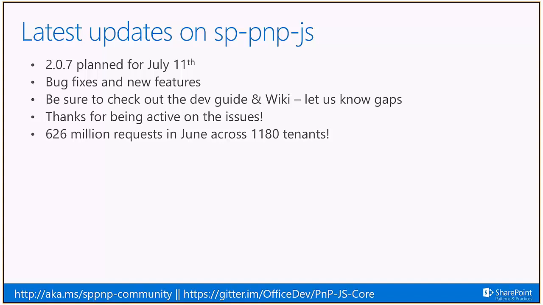And I just wanted to update. I talked on the last call about what the numbers were looking like for June, and so we got the final numbers in for June. We had 626 million requests in the month of June across 1,180 tenants using the JavaScript core library.